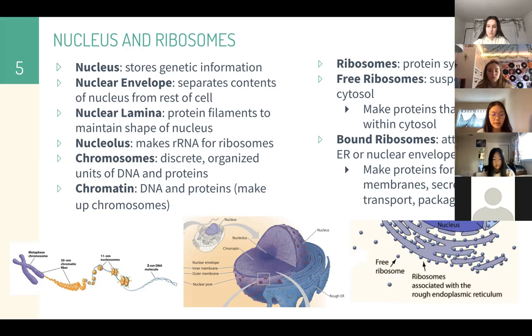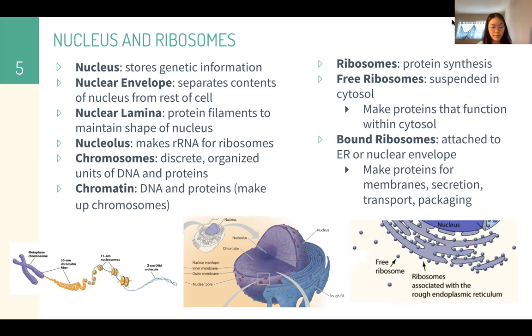And the second organelle is the ribosomes, which are responsible for making proteins. There are two types of ribosomes. There are the free ribosomes, which are suspended in the cytosol, or the cytoplasm of the cells. And these make proteins that will function inside the cell.